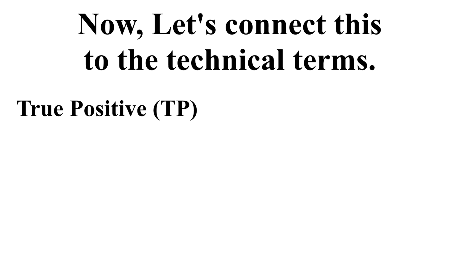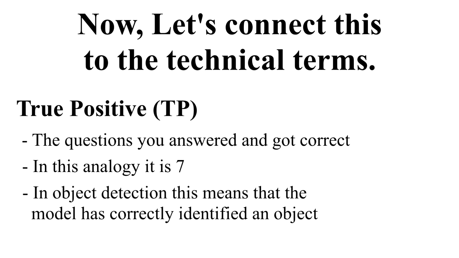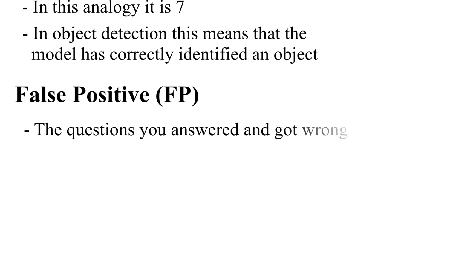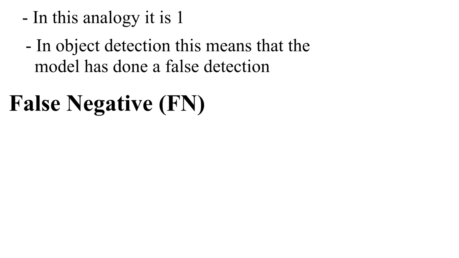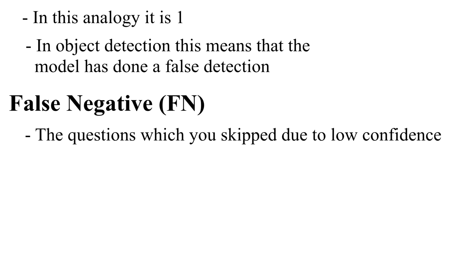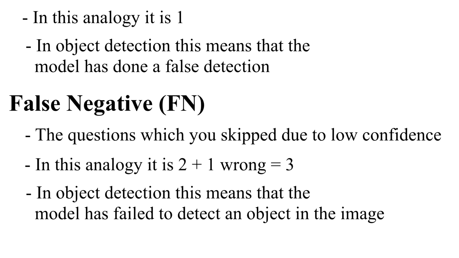Now, let us connect this to the technical terms. True positive means the questions you answered and got correct. In this analogy, it is 7. In object detection, this means that the model has correctly identified an object. False positive means the questions you answered and got wrong. In this analogy, it is 1. In object detection, this means that the model has made a false detection. False negative means the questions which you skipped due to low confidence. In this analogy, it is 2. In object detection, this means that the model has failed to detect an object in the image.